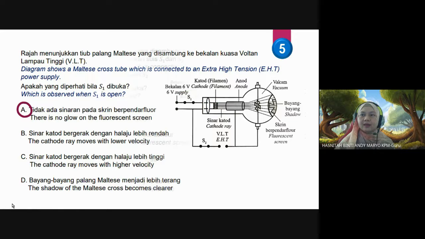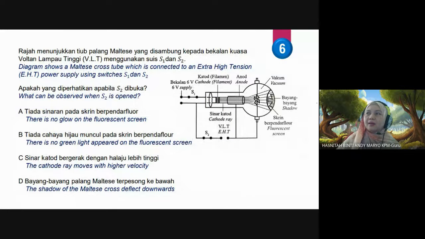Then next. Again we have a Maltese cross tube. Now same situation, but now only S2 is open. What can we observe when S2 is open? This question is correct. What is observed when S2 is open?